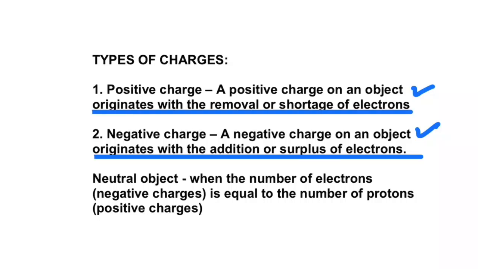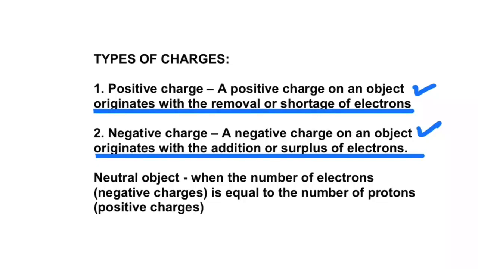And we are going to use these very definitions to conceptualize the idea of a positive charge and a negative charge. What if we don't have any shortage of electrons and at the same time we don't have a surplus of electrons? That is where a neutral object comes in. When the number of electrons is equal to the number of protons, we have a neutral object. It is neither positively charged nor negatively charged.